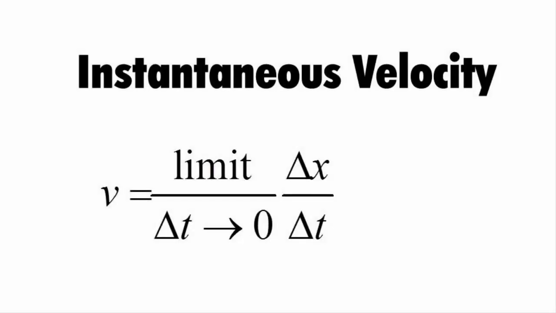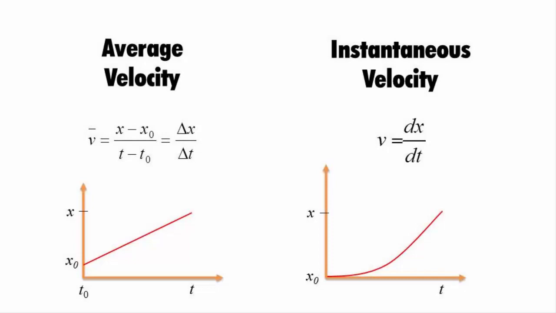Therefore, instantaneous velocity is defined as the average velocity in the limit that the time interval approaches zero. This is more commonly known as a derivative of the displacement time curve, or the rate of change of position with respect to time. So comparing average and instantaneous velocity side by side, we can see that average velocity deals with a longer time interval between 2 points of position, whereas instantaneous velocity can be determined at any point along the path.